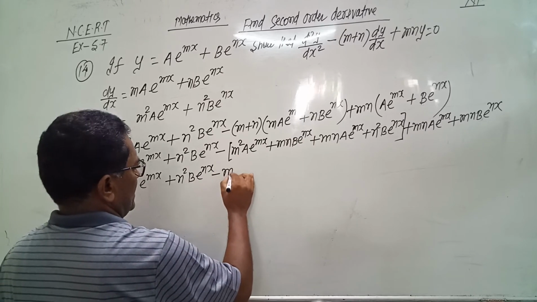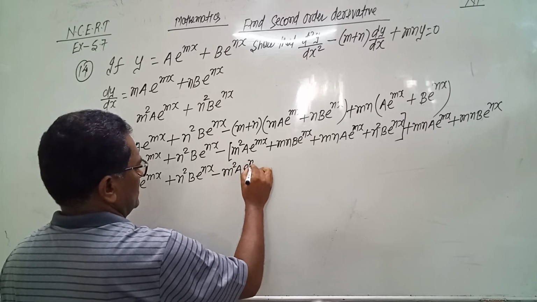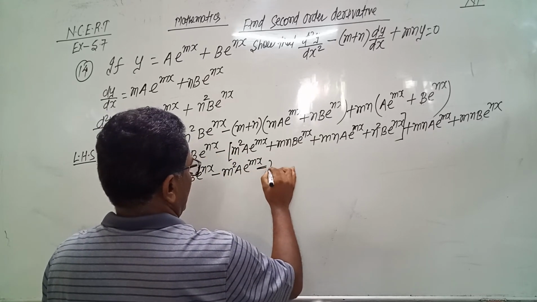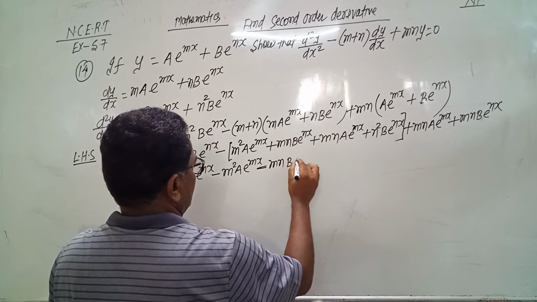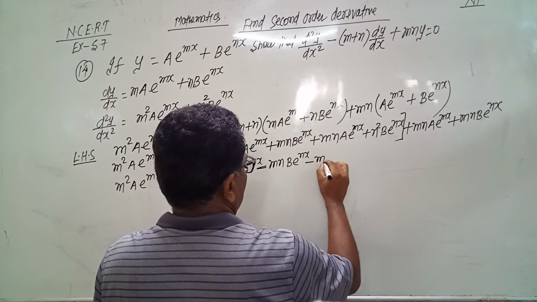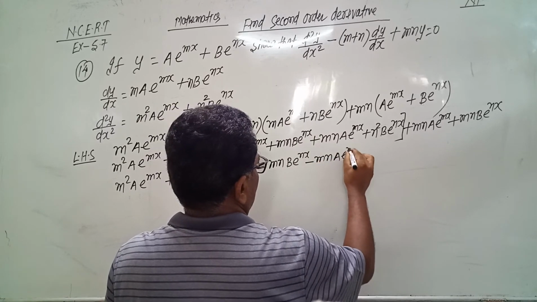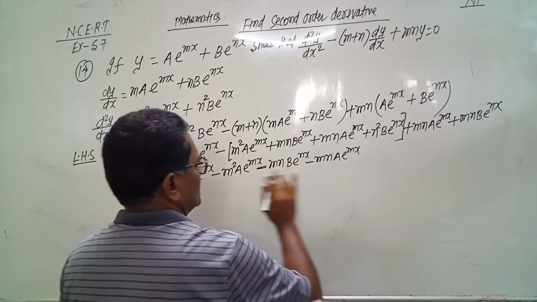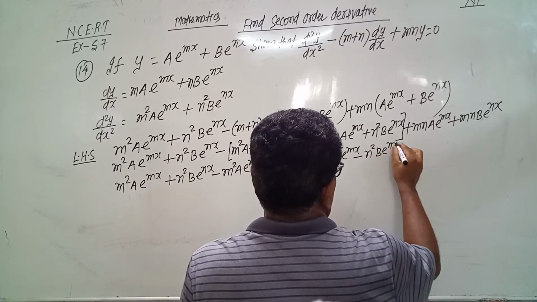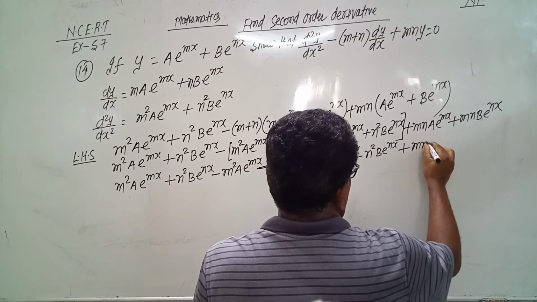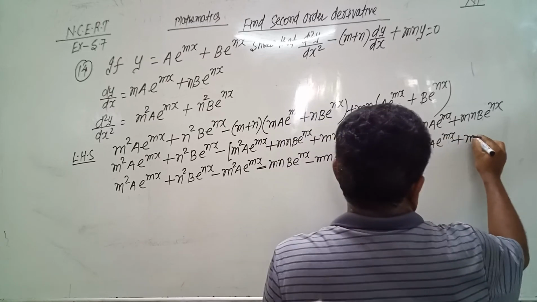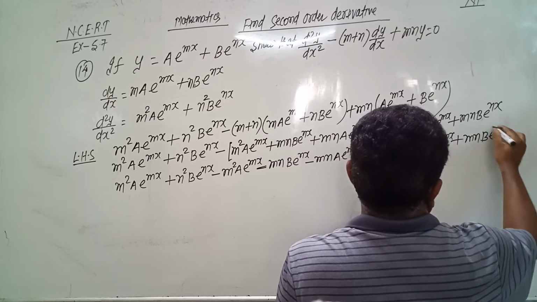minus m square a e raised to the power mx plus minus minus mnb e raised to the power mx plus minus minus mna e raised to the power mx plus minus minus n square b e raised to the power mx plus mna e raised to the power mx plus mnb and e raised to the power x.